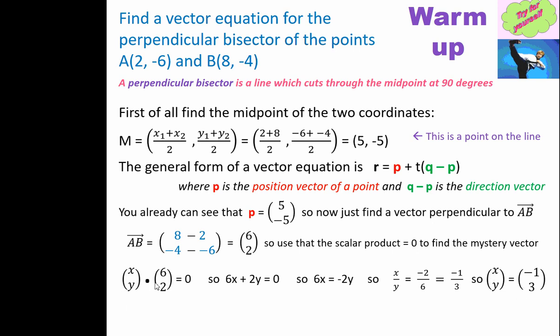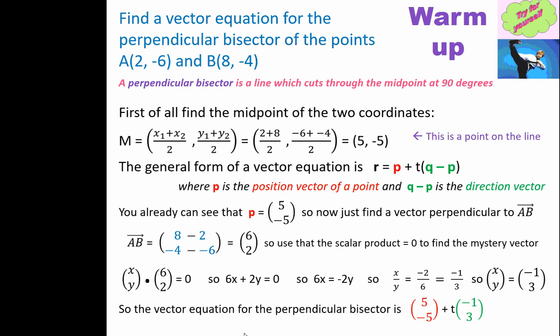So you can kind of look at it and just try to work out, okay, that times that plus that times that equals 0, so what's going to work? This is one that works. And you've tested it out by testing the dot product equals 0. So you've got your point on the line, the position vector of a point on the line, and you've got your direction vector. So you just sub it into the formula.